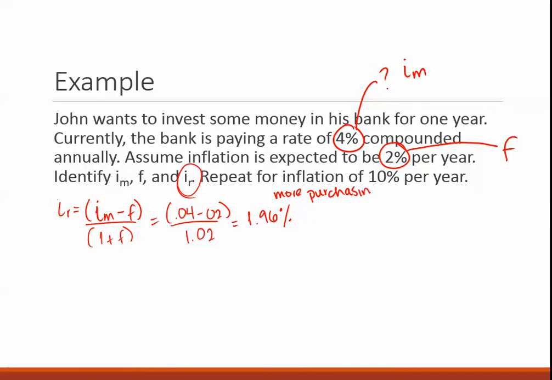And I know this is an odd concept, but let's think about it this way. Well, first of all, it makes sense because it means that my bank is paying a rate higher than the rate at which inflation is growing. So I'm going to have more purchasing power. But I want to show you an example.